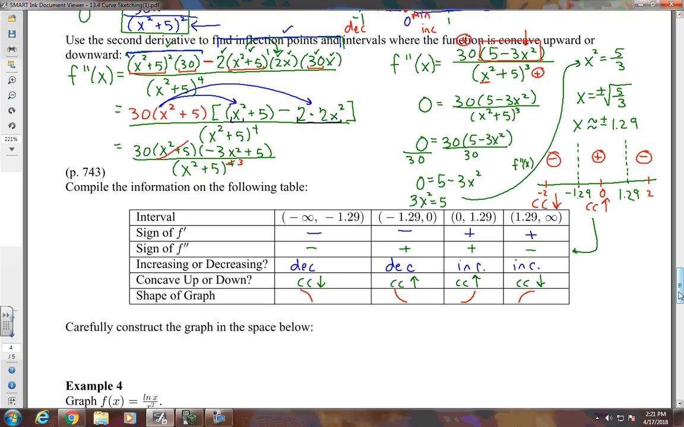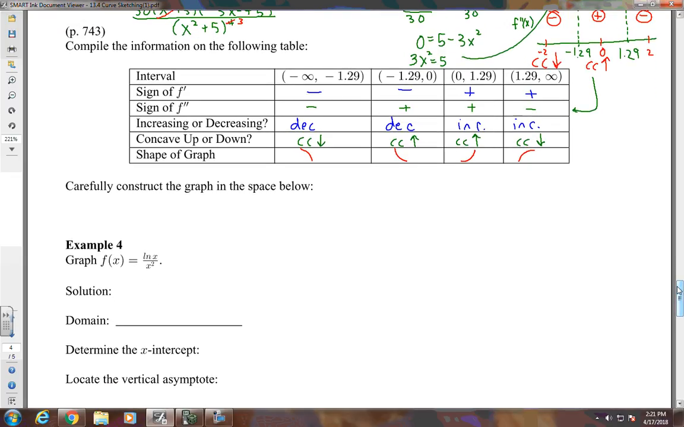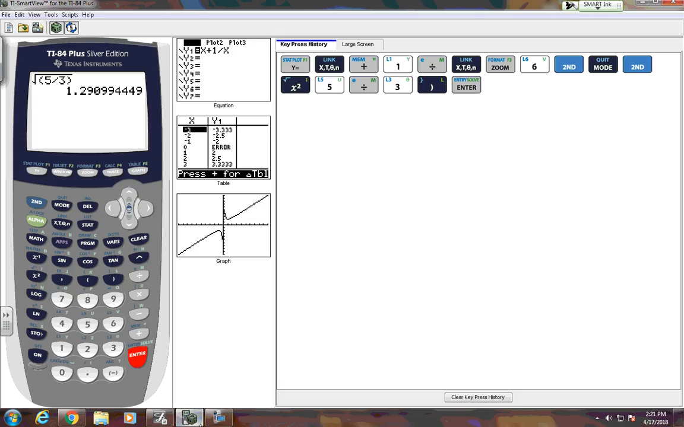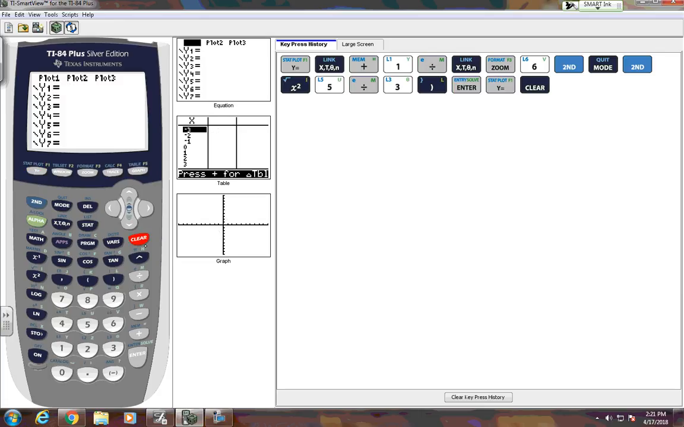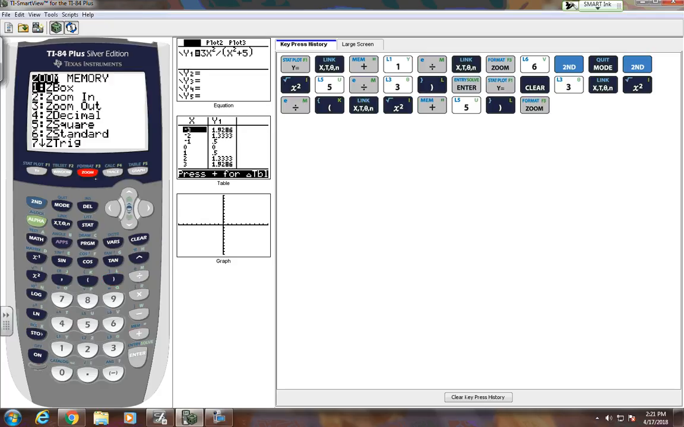All right, that is a whole lot of information, probably more than you have ever wanted to know about a graph. At this point, before we construct our graph, let's take a quick peek at the graphing calculator and make sure our information lines up with what the calculator looks like. So I'm going to go back to y equals. I'm going to clear out the old function that we were looking at in example 2 and type in our new function. Make sure you're aware here we're typing in the original function, 3x squared over, notice parentheses around the denominator, x squared plus 5.